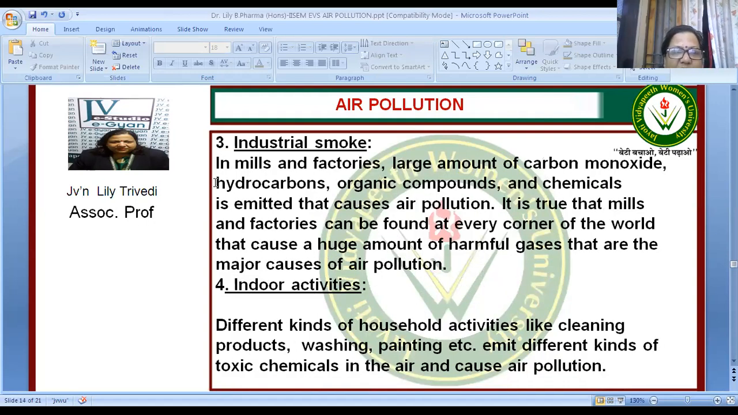The industrial smoke in mills and factories, a large amount of carbon monoxide, hydrocarbons, organic acids, and chemicals is emitted and they cause air pollution. Now mills and factories are found everywhere in the world and therefore they are emitting harmful gases and causing major air pollution. Indoor activities do also cause air pollution, like the cleaning products, the washing, the painting. They emit different kinds of toxic chemicals in the air and they cause air pollution.